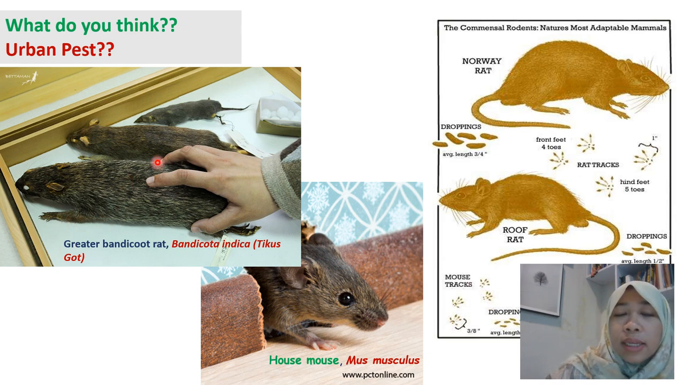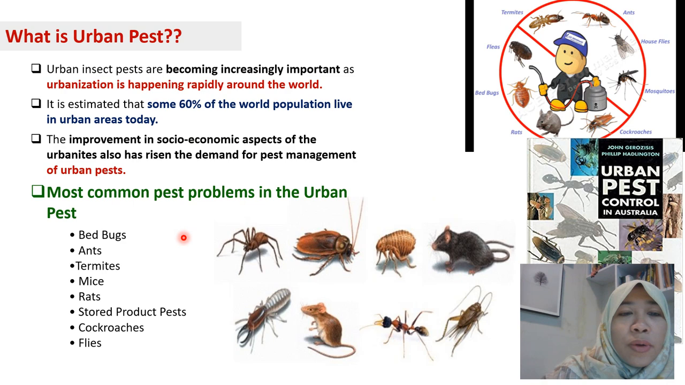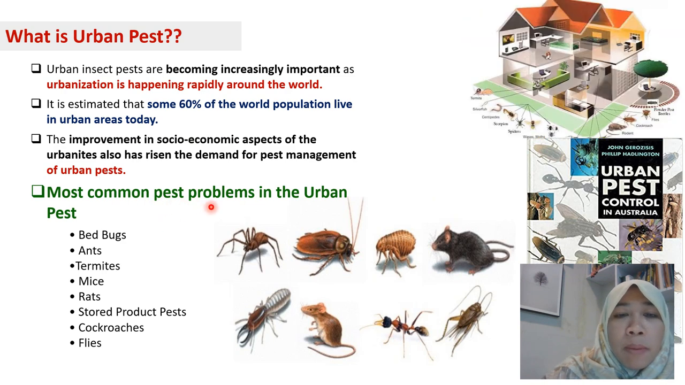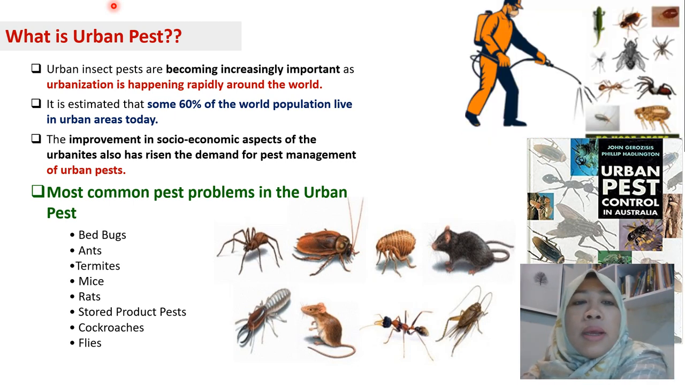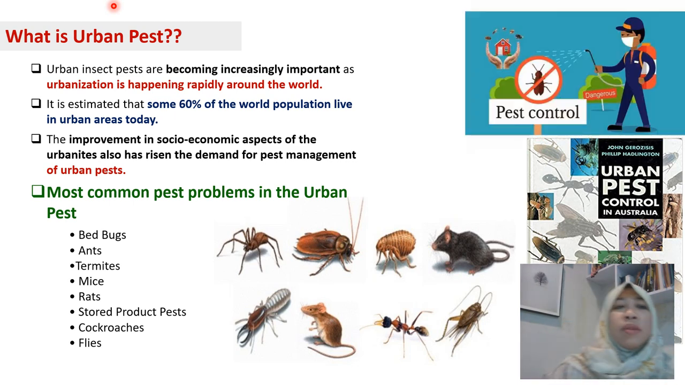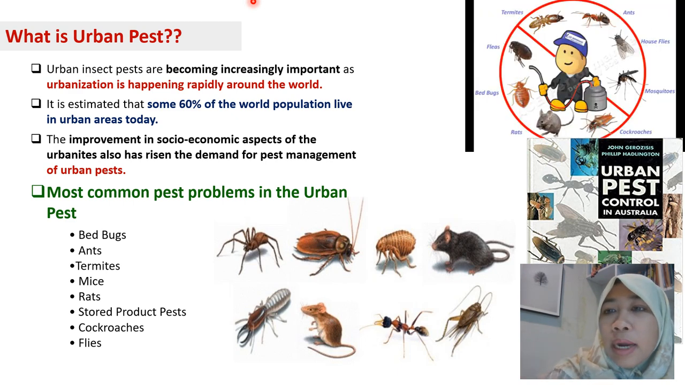The rat is actually one of the urban pests. Urban pest is annoying our life. The most common pest problems are in the urban area. You can see in the picture. What are urban pests? Urban pests are becoming increasingly important as urbanization is happening rapidly around the world. So in real life, in the area, maybe we can find many urban pests around us.